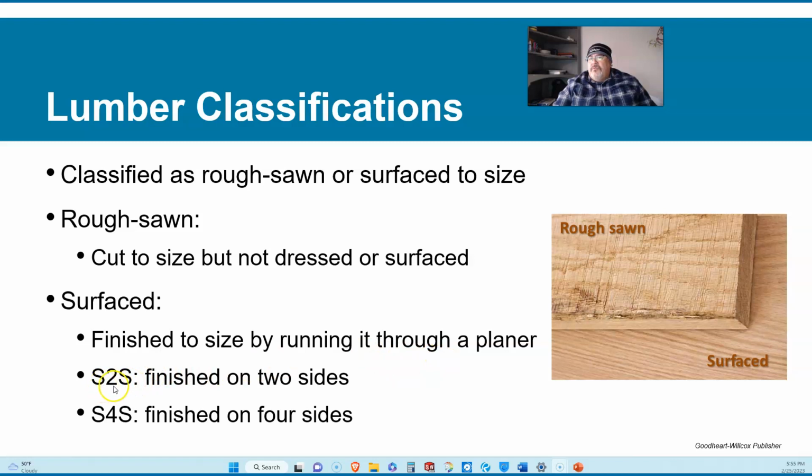When you surface two sides, it's S2S. When you surface all four sides, it's S4S. Now, sometimes I'll buy material S2S. It's going to be one edge and one face that gets surfaced. It's not both flat surfaces. S2S allows me to do the other finishing or surfacing or joining on my own.